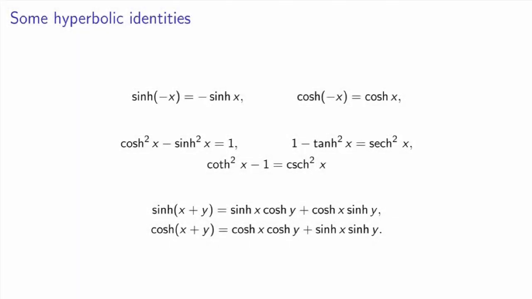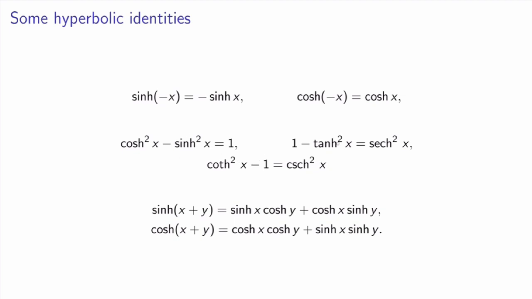Another thing that's very cool with hyperbolic functions is that they satisfy all kinds of hyperbolic identities, just like trig functions satisfy trig identities. So here are a few that are very useful. Well, the first two here are just saying that hyperbolic sine is an odd function and hyperbolic cosine is an even function, which is, of course, true by definition.